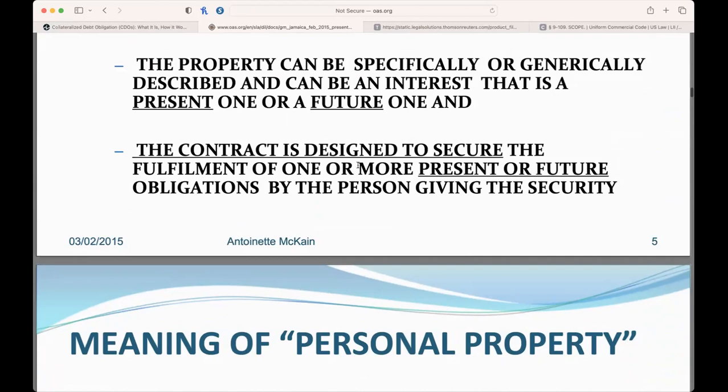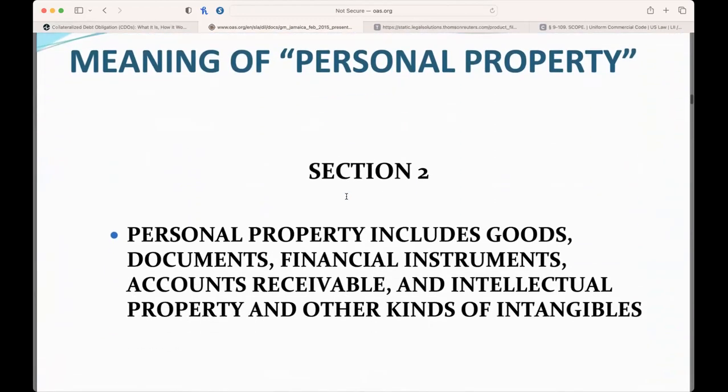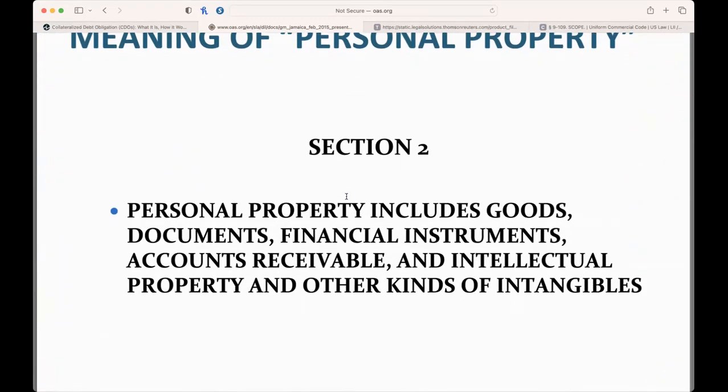All right. So, meaning of personal property, and we're getting into that. Section 2, personal property includes goods, documents, which is important because that's what it says all about that paper, commercial paper, financial instruments, which is the same. Those are considered assets, accounts receivable. It's crazy. All these words mean the same thing, but they are just giving you insight. So when you see these words, you recognize them and you understand what is being discussed.